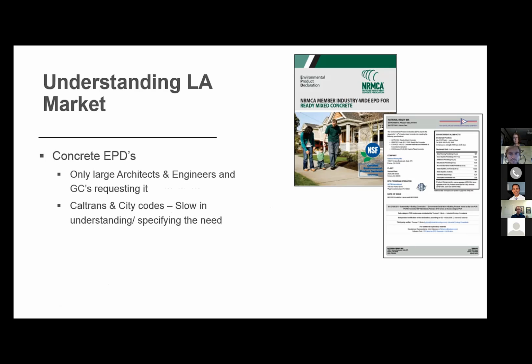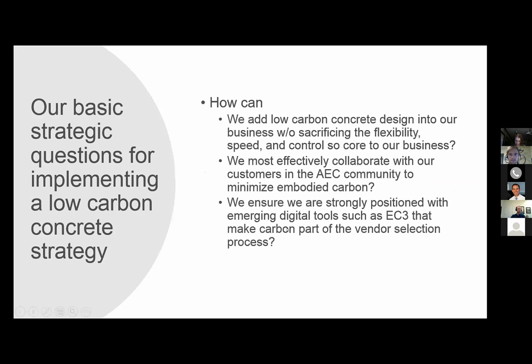Let's see. Just to mention on the EPDs, as soon as those started showing up, some companies went full bore ahead and some didn't. But quite honestly, there hasn't been a lot of requirements for EPDs down here in Los Angeles. I could probably name a handful of them.